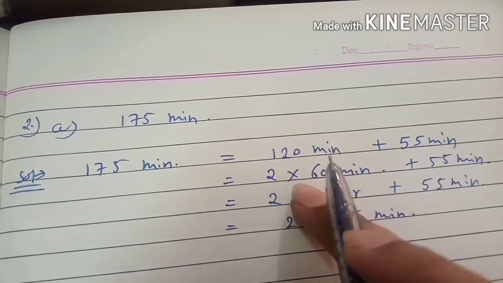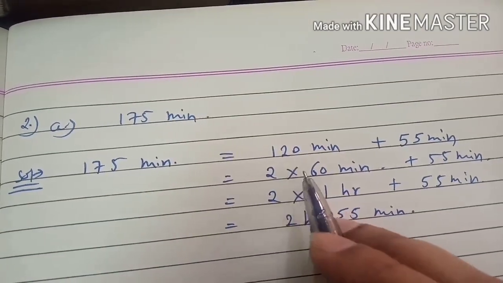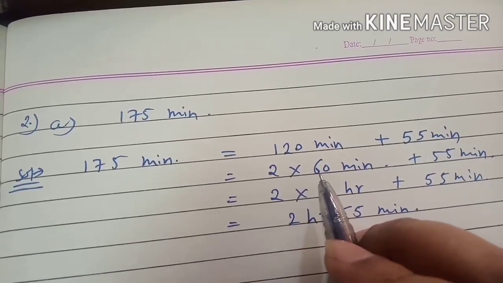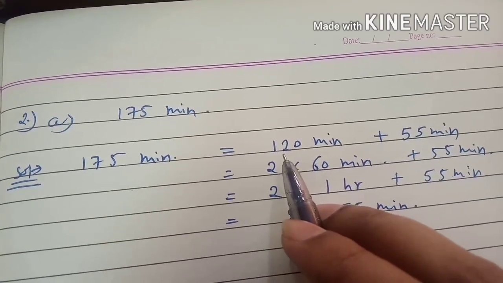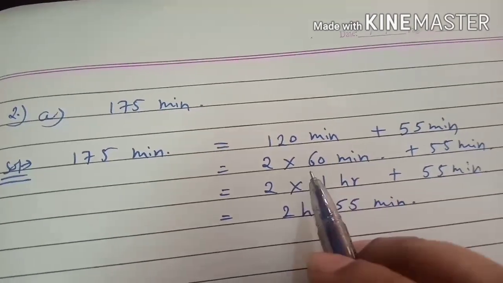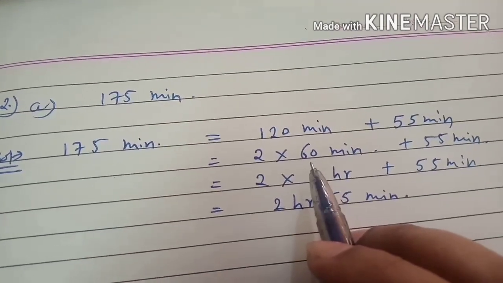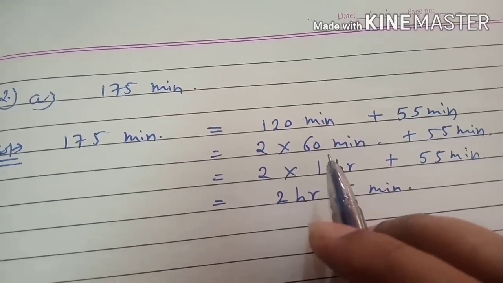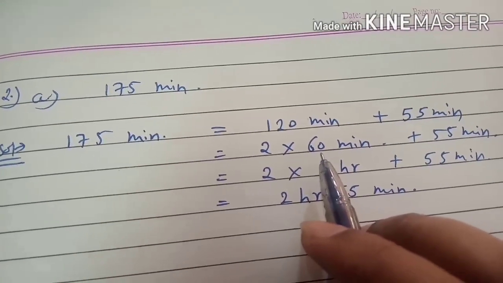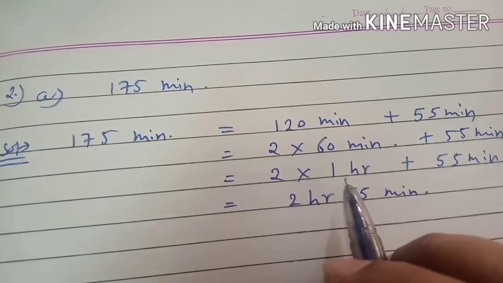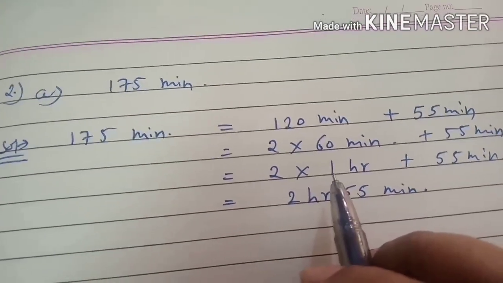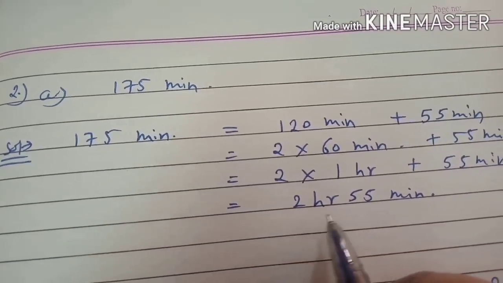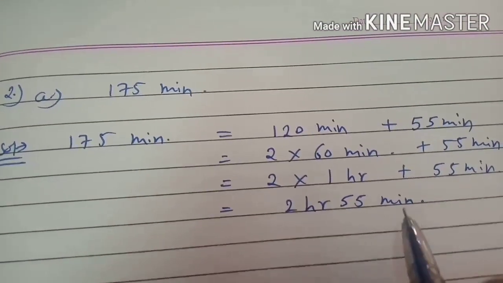Now again we will break 120 in this way: 60 into 2. When you multiply 60 by 2, you get 120 minutes. Now we know that 1 hour is equal to 60 minutes, so in place of 60 minutes we can write 1 hour. In the last step we will multiply 2 into 1. So 2 hours 55 minutes will be our final answer.